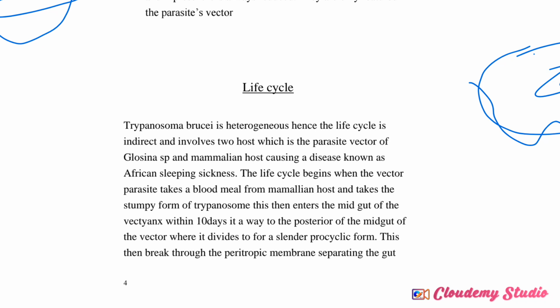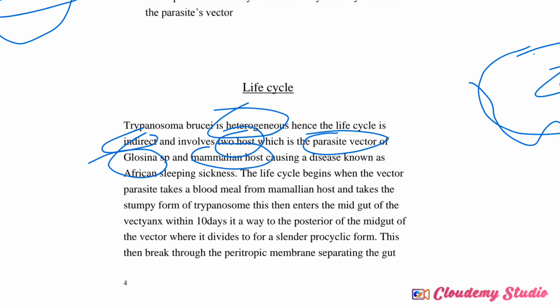Trypanosoma brucei is heterogeneous. When you say something is heterogeneous, it means it has an indirect life cycle. And when you say something has an indirect life cycle, it means the life cycle involves two hosts, which are the parasite vector and the mammalian host. The parasite vector is known as Glossina species, and the mammalian host can be cattle or man. They cause a disease known as African sleeping sickness.